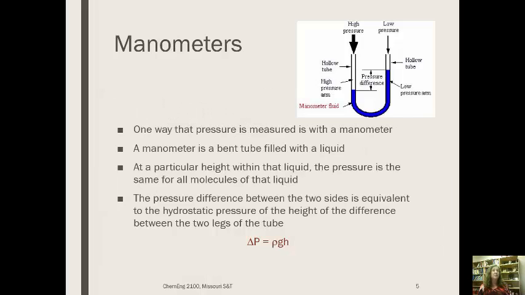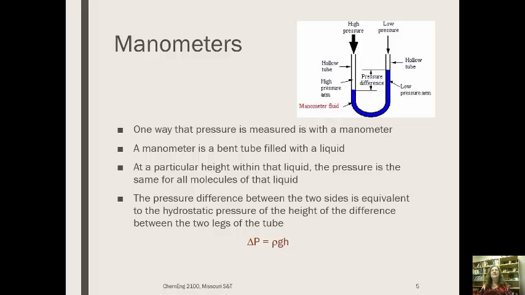Manometers are another topic that they discuss in the textbook. This is one of the ways that pressure might be measured. It's with a manometer. A manometer is essentially a bent tube that's filled with a liquid. The two sides are exposed to different pressures.